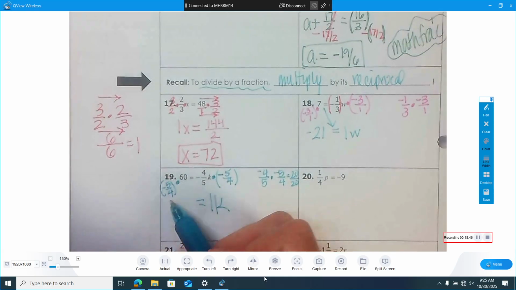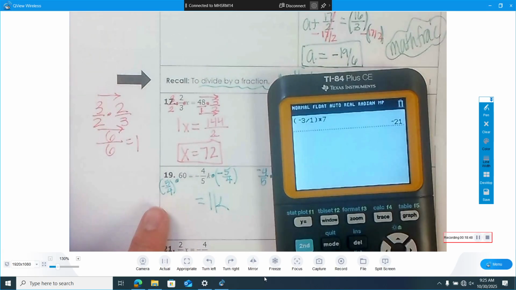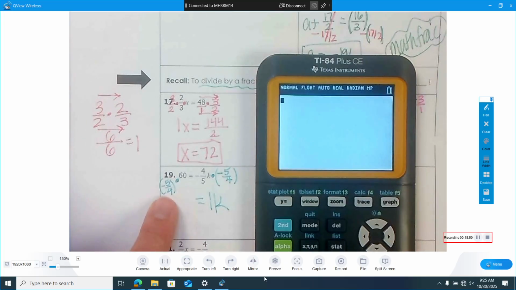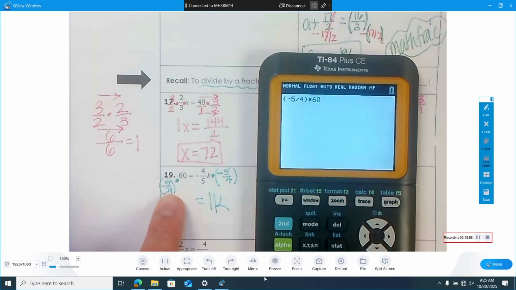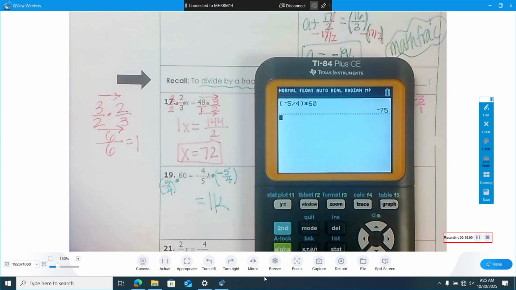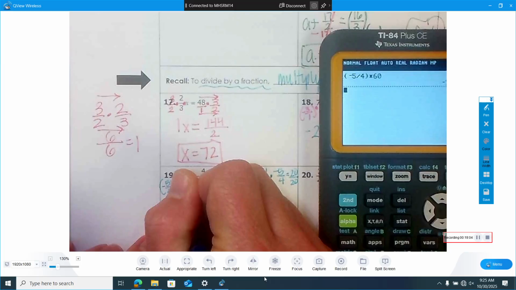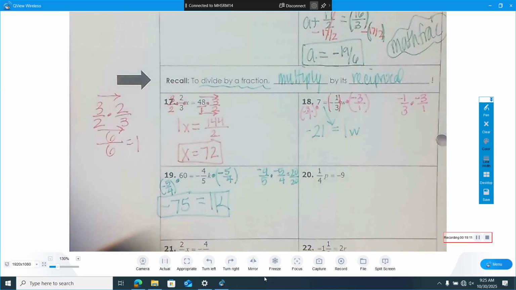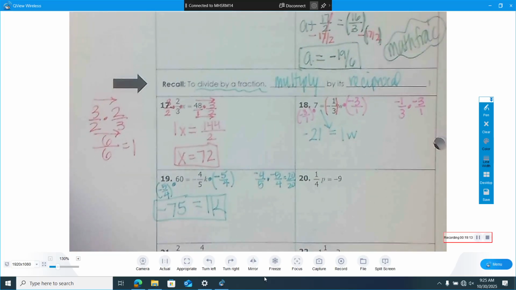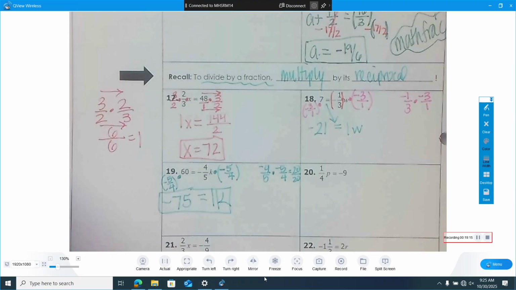Okay. And then here on my calculator, those are big numbers. I'm going to use my calculator. So again, I have my fraction in parentheses, negative 5 divided by 4. And then I'm going to do times my 60. And I get negative 75. Okay. Questions so far? You good?